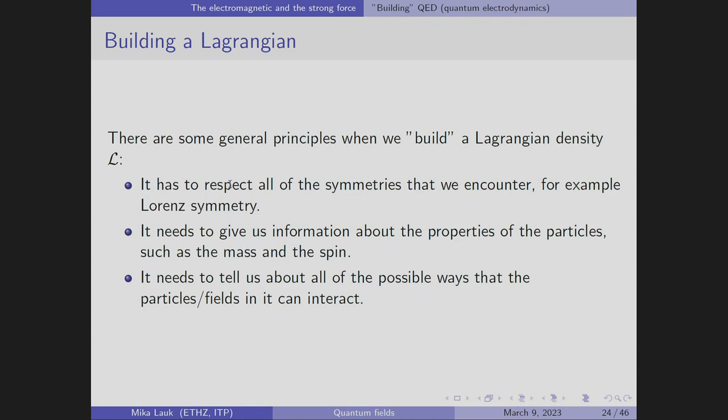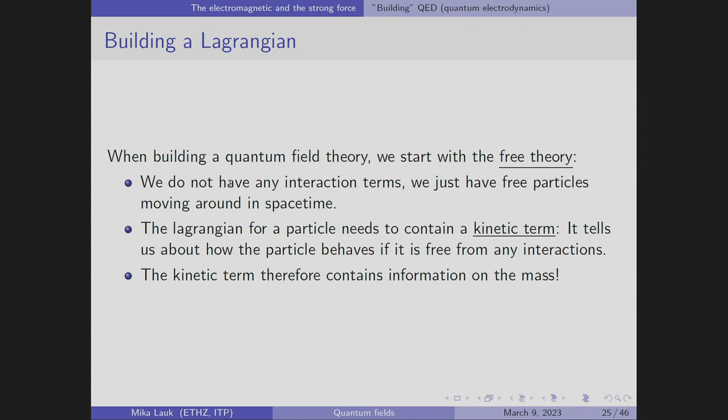And what else do we need? We need information about the properties of the particles, such as the mass and the spin. And it needs to tell us, I mean, this is kind of obvious, about all the possible ways that a particle or a field can interact with another. This is the big three principles that we want to follow. And when building this Lagrangian density for quantum field theory, what we usually start with is what we call the free theory. The free theory is a theory where no interactions happen.